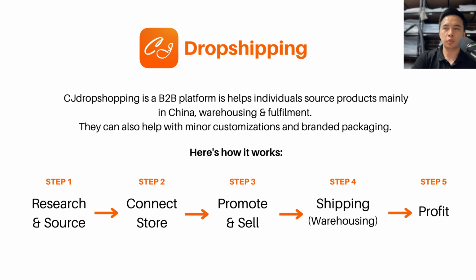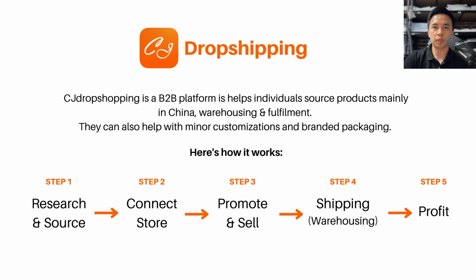So the main difference between AliExpress and CJDropshipping is that CJDropshipping is actually built for dropshippers, so it's B2B. Another difference is that they're sort of one platform, and they also have fulfillment centers. Basically, they'll help you source the product, and they can store the product in their warehouse, and then ship it to your customers in one package as well.